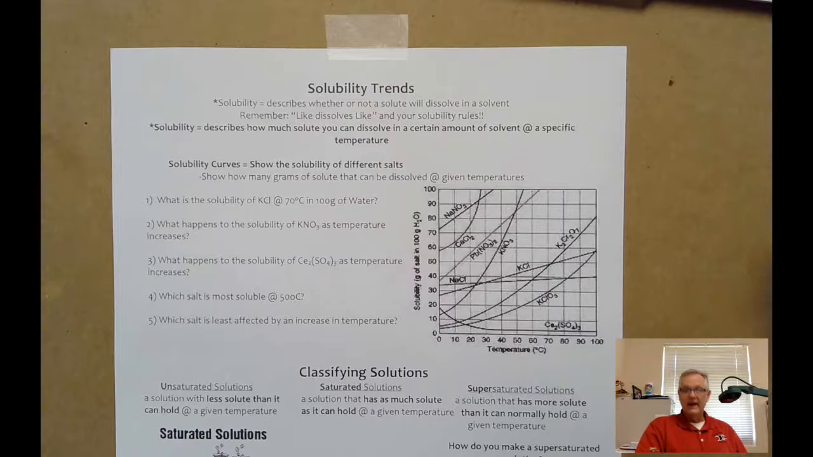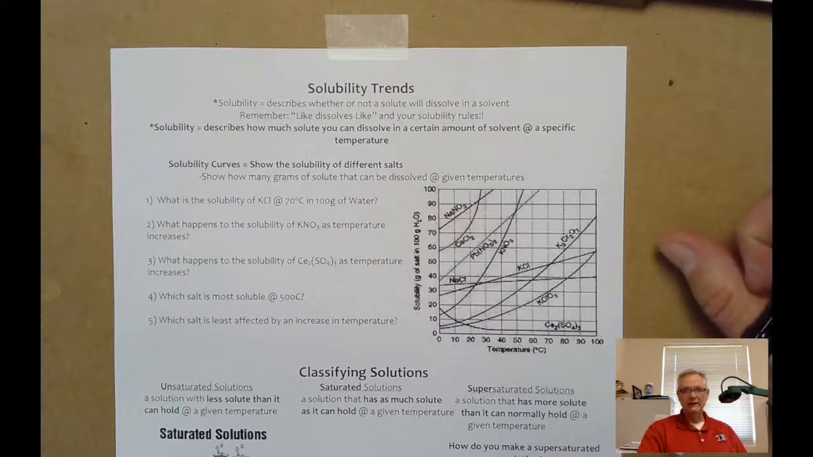Remember that likes dissolve likes. What that really means is if I have an ionic compound or a polar compound, then a polar compound will be what I use for my solvent. The universal solvent is going to be water, so most of the time we are just using water.